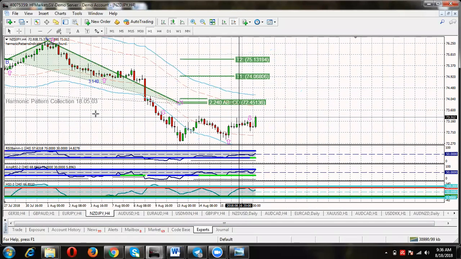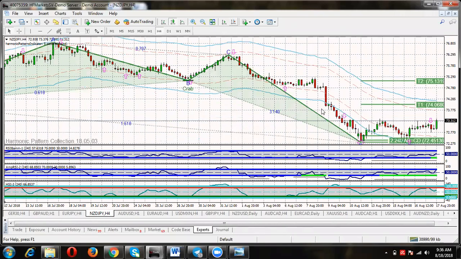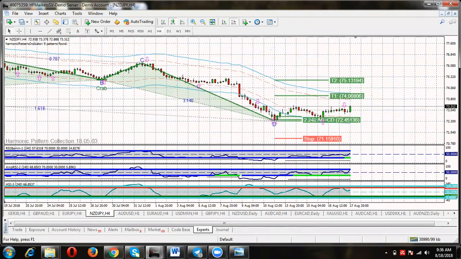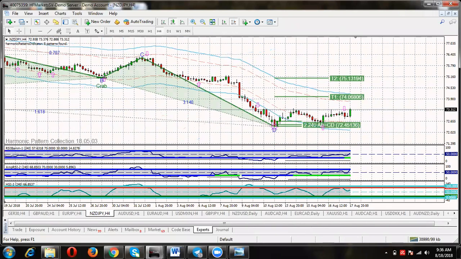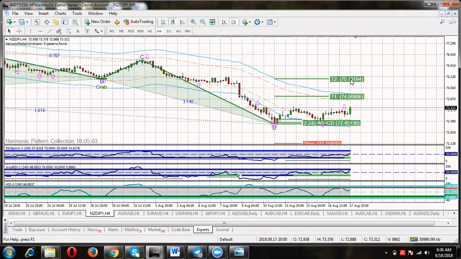Now we have one from NZDJPY, and this is what the scanner gave. The stop loss is 71 point something, and our take profit one, we're getting close to it.